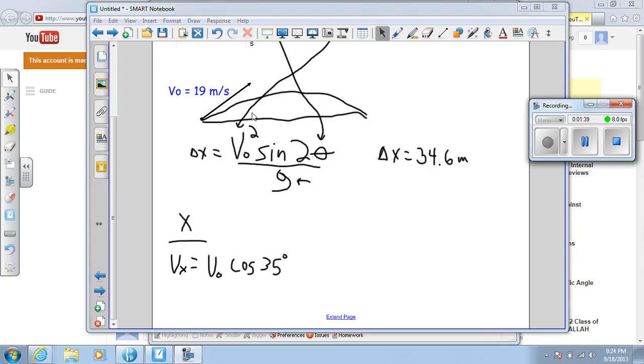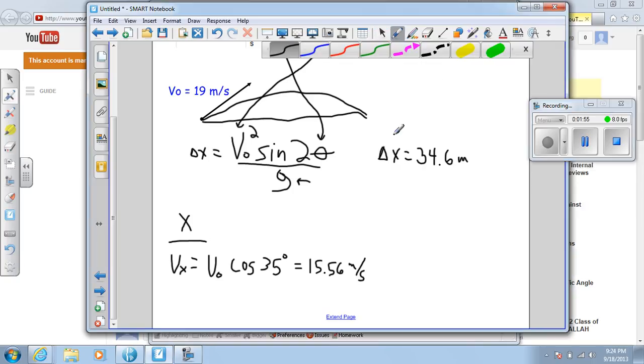I won't draw it, but the x component, as usual, is this little part here. That's going to be v0 cosine of 35. And v0 we know is 19. We plug that in there. 19 times cosine of 35 is 15.56, and that's in meters per second. So then I just need to set that equal to delta x over delta t.